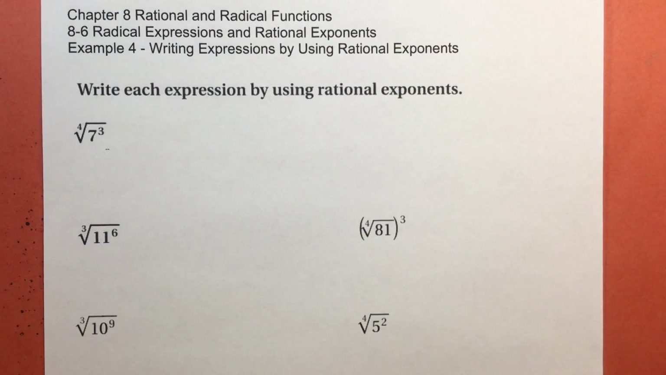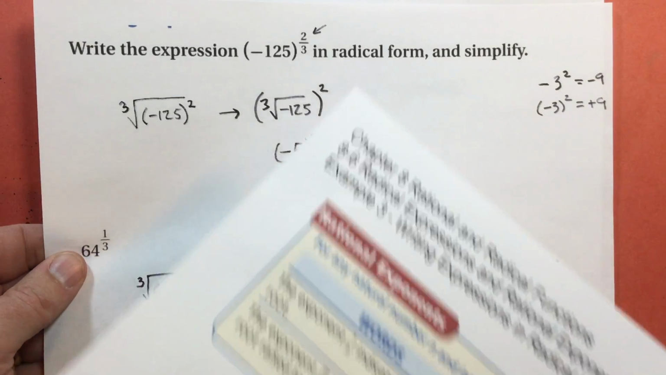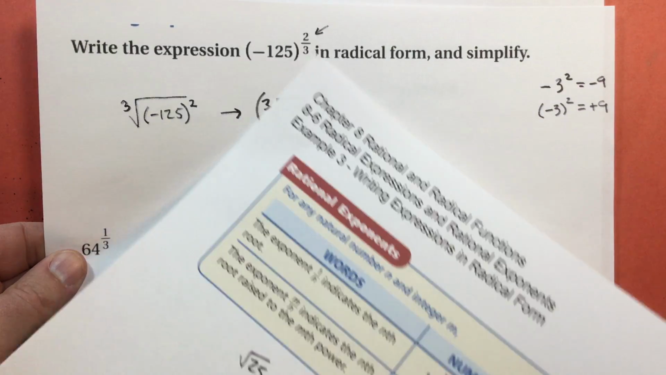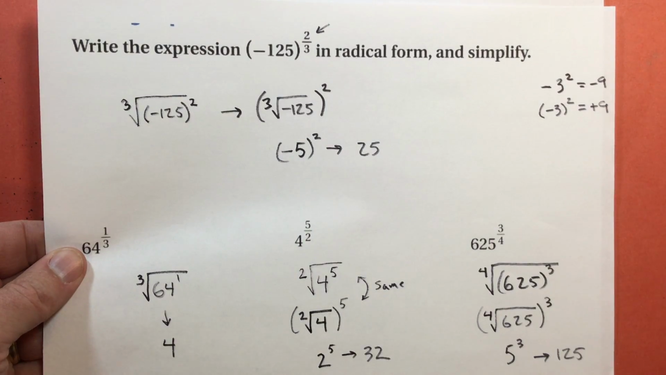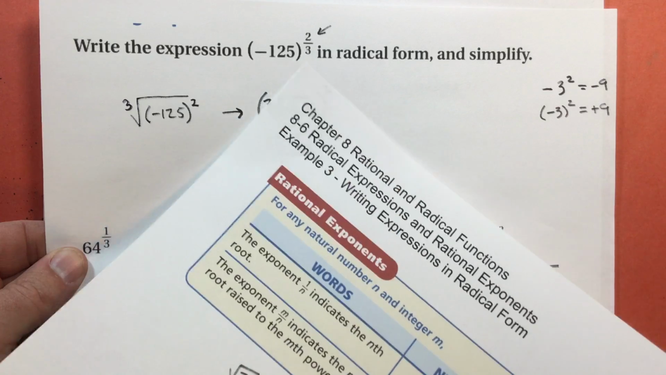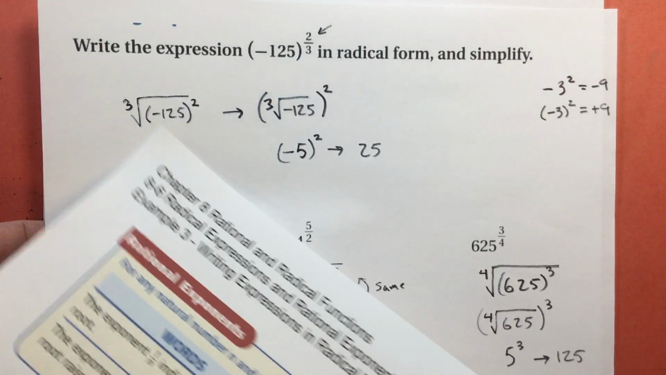Hello, welcome back to Chapter 8, Section 6, where we're talking about radical expressions and rational exponents. So in the previous video we did this. We had exponents that were fractions, and we call them rational exponents because it's a ratio. We had exponents that are fractions, and then we converted that into radical form.